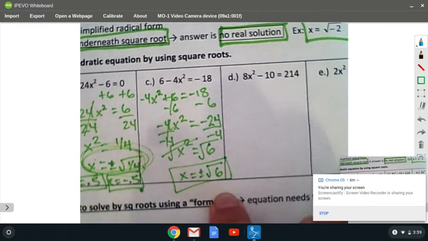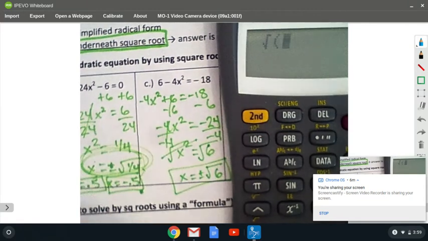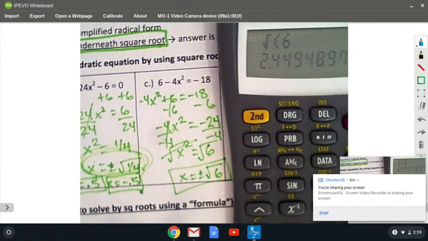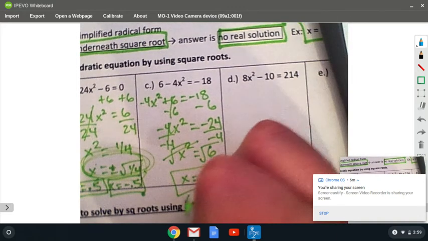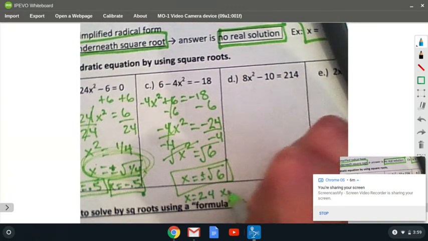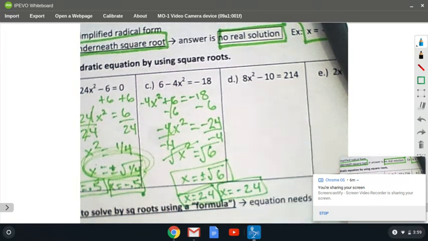Like I said, I'm okay with you leaving the answer like that. Because we're using online, we should find the exact just in case. The square root of 6 is 2.4. So I would say x equals 2.4, x equals negative 2.4. You have to have those two answers.